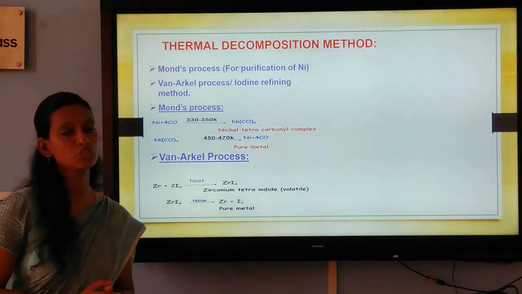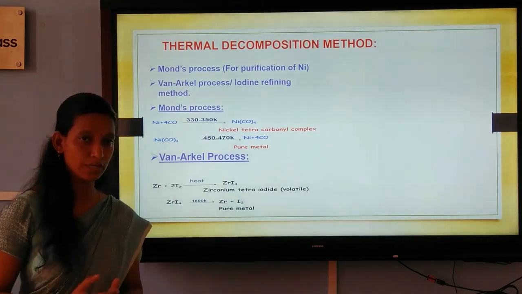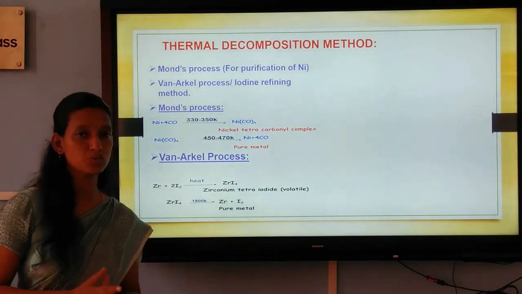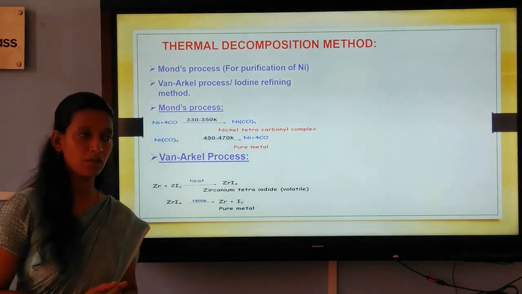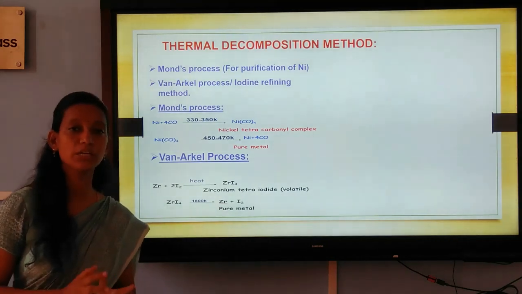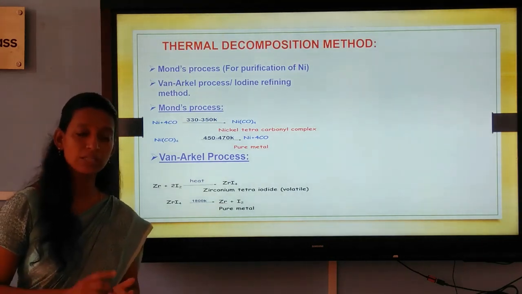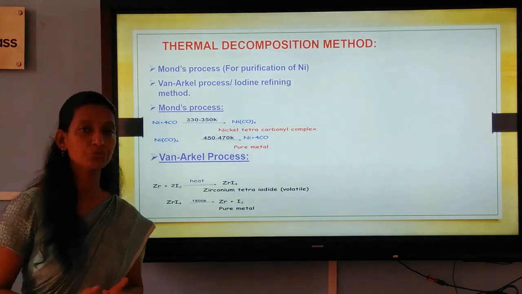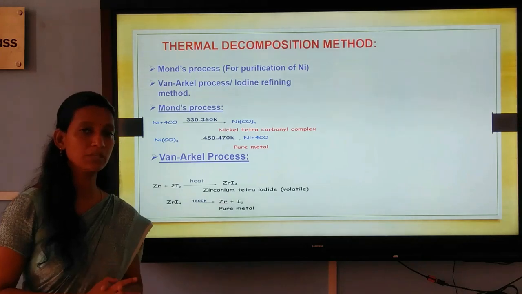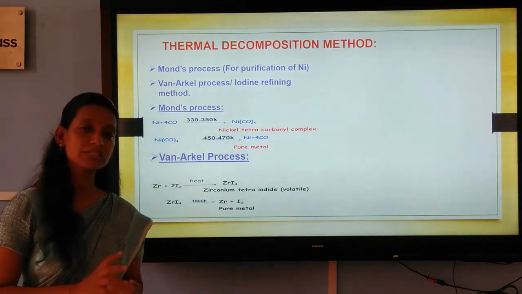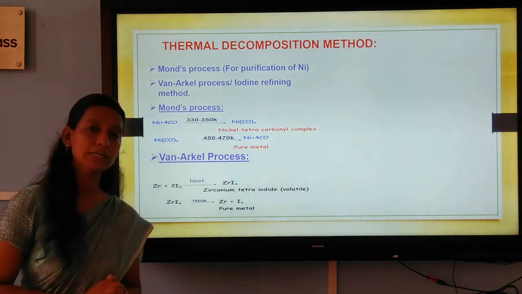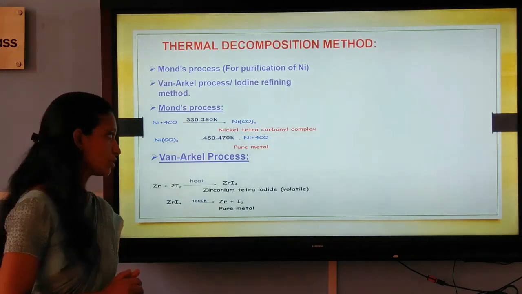In a thermal decomposition method, the metal is converted into a volatile form or a volatile compound, which later decomposes to give back the pure metal. So, the basic requirement to carry out the thermal decomposition method is that first the metal has to get converted into a volatile compound on reacting with some chemical substance. The second condition is that this volatile compound should be capable of decomposing at a higher temperature.